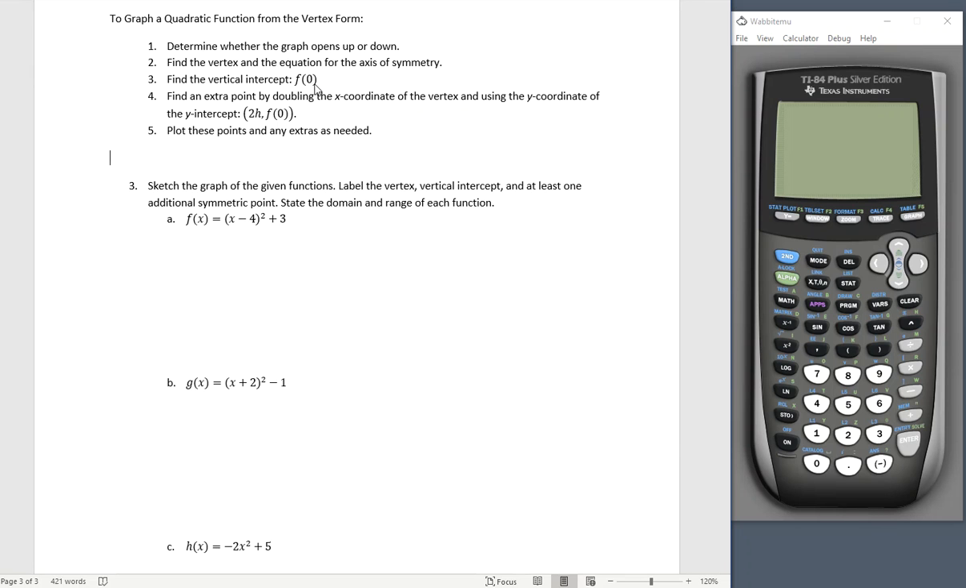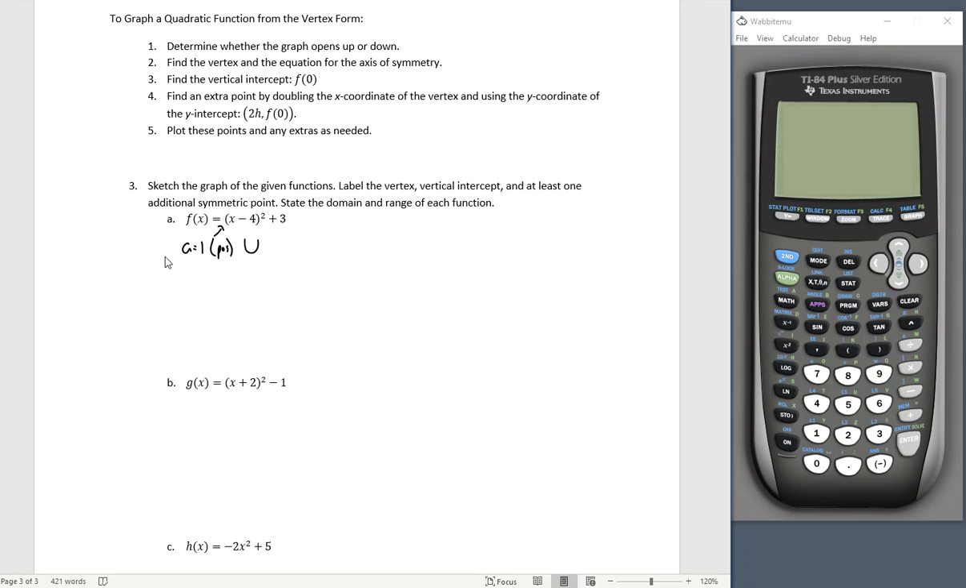And I'll show you why that works out. 2h comma f of 0. And then plot any extra points as needed, but you'll find that these are generally the only 3 points we need. Label the vertex, vertical intercept, and at least one additional symmetric point. State the domain and range. Okay, so I'm looking here, and I see that a equals 1 because it's not written, which is positive, so I know my graph opens up.